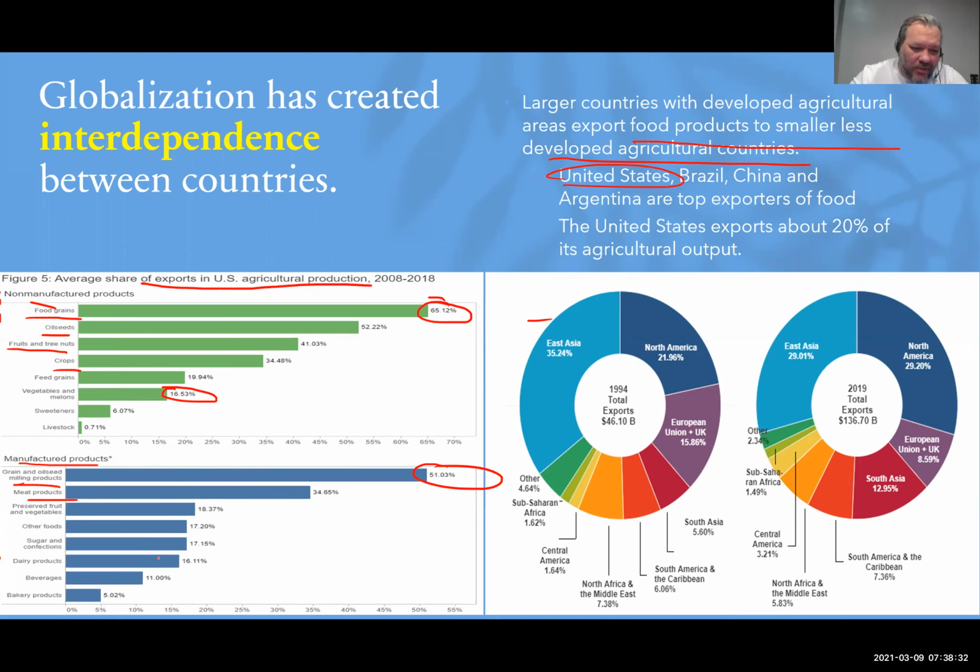All the sugar and confections. So of all the sugar that we produce, 17% of it would be exported. All right. And if we take a look over here, this is where all of our stuff goes. So this is comparing 1994 and 2019. Take a look. The totals are a fair bit different. Almost 4 times as much. And so the growth of our exports has gone up a lot in terms of dollars.